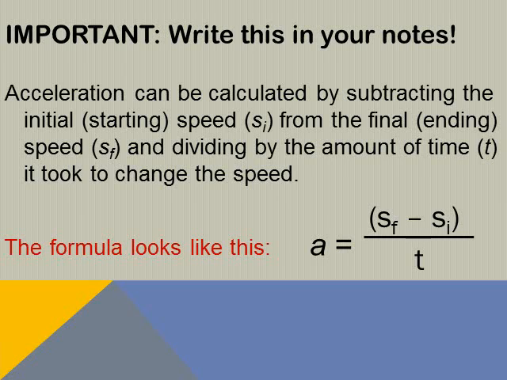We abbreviate that S sub F, final speed, and dividing by the amount of time that it took to change its speed, T. And so when we put that in a formula, it looks like what we have here at the bottom of the screen. Acceleration is equal to, parenthesis, S sub F minus S sub I, final speed minus initial speed, close our parentheses, divided by T.